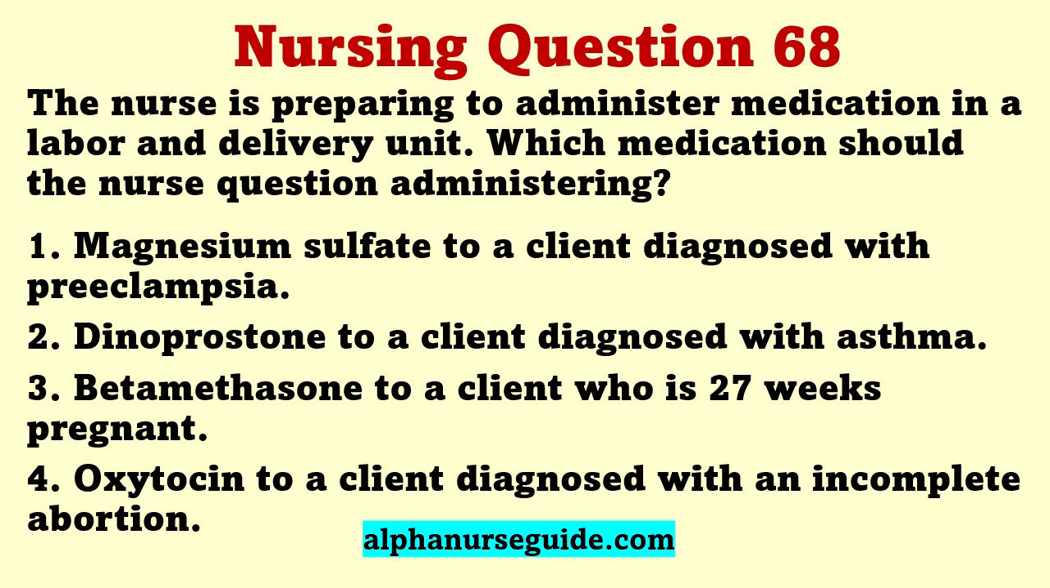The corticosteroid betamethasone is a medication used to increase surfactant in fetal lungs and would be administered to a client who is less than 34 weeks pregnant. Therefore, the nurse would not question administering this medication. Oxytocin, a uterine stimulant, would be administered after a client has experienced an incomplete abortion to help the client expel the fetal fragments. Therefore, the nurse would not question administering this medication.